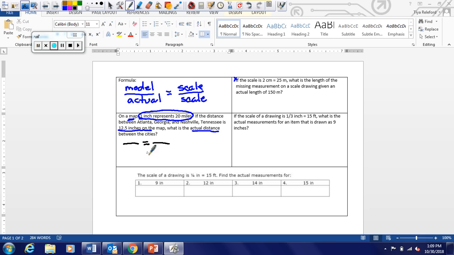Find the scale in this problem. It gives it to you right here. 1 inch represents 20 miles. And we know that on the map we have 12.5 inches, and we are looking for the actual miles. This is the proportion you are going to solve. Hit pause and finish that one.